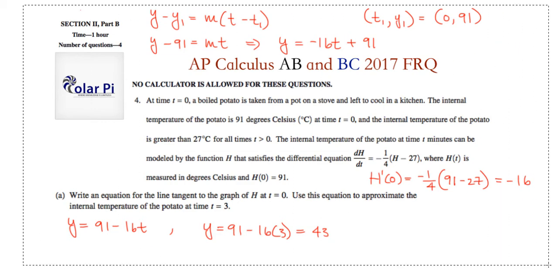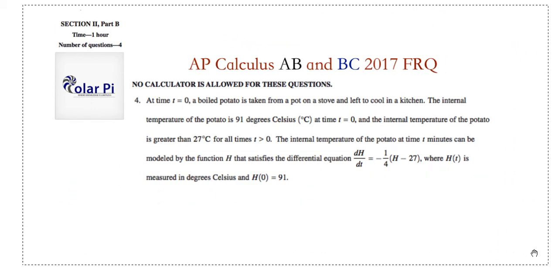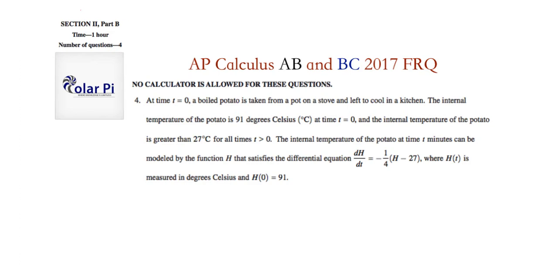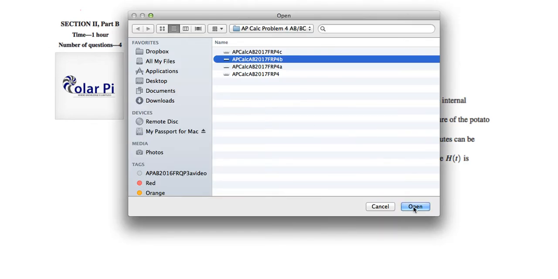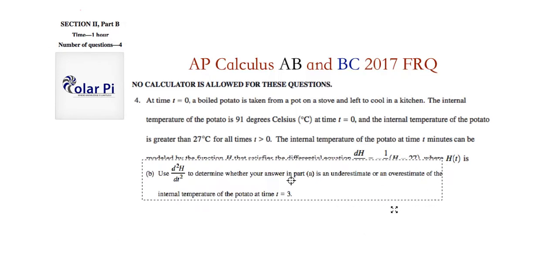What does part B say? I believe part B is going to ask us if our estimate found in part A is an overestimate or an underestimate. And you know that that's going to be about the concavity of h.